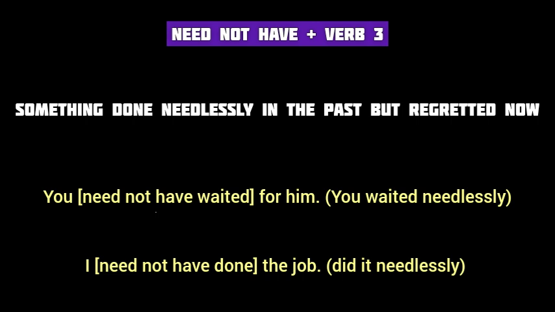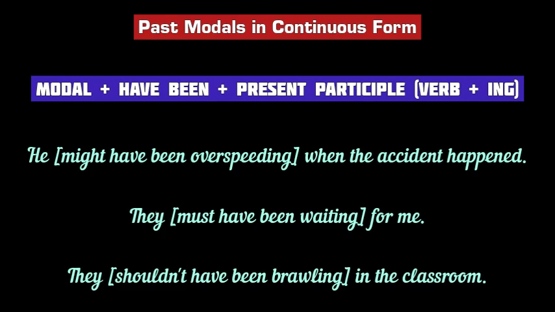So we understand that past modals are used to show the speaker's certain thoughts or feelings about some past activity or event. Past modals may also be used in continuous form. In such a use of the past modal, the continuity of the action is emphasized. In continuous form, the structure of the past modal is modal plus have been plus the ing form or present participle of the main verb. Now see some examples of past modals in their continuous forms.